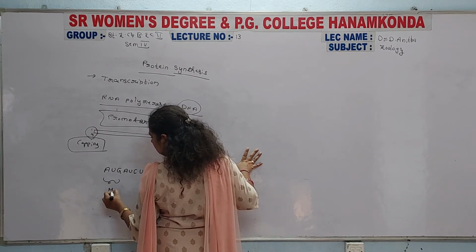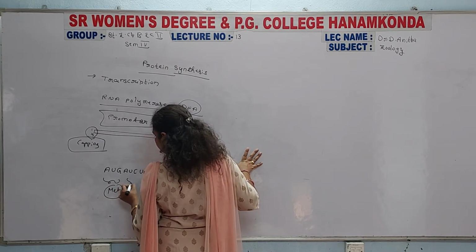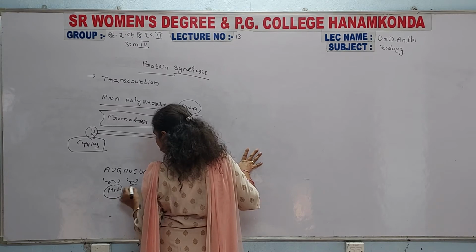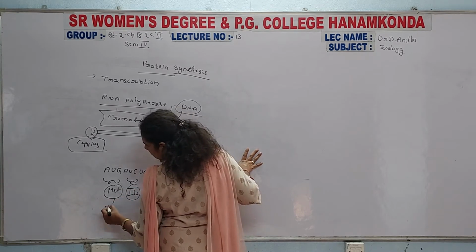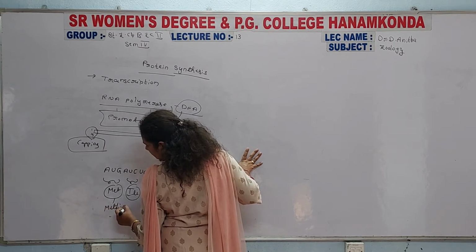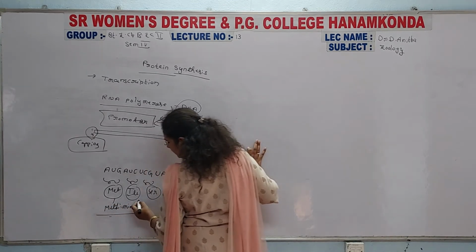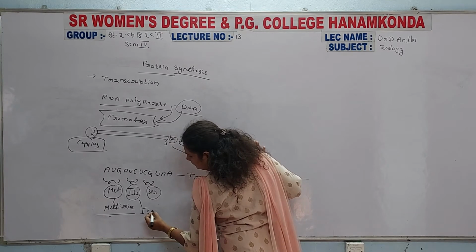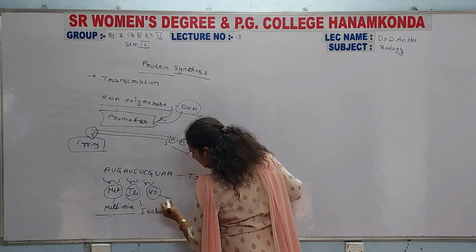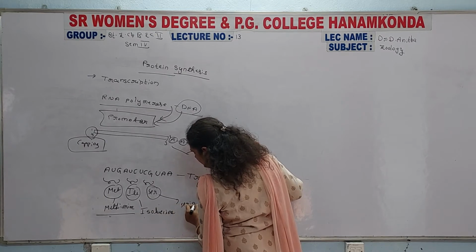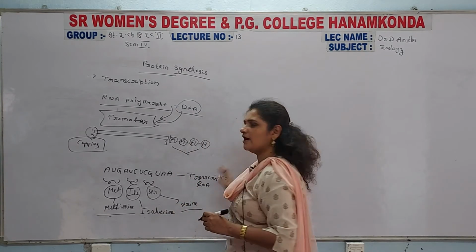So it was methionine, isoleucine and serine here. Methionine is one of the amino acids, isoleucine is one of the amino acids, and serine is also one of the amino acids.